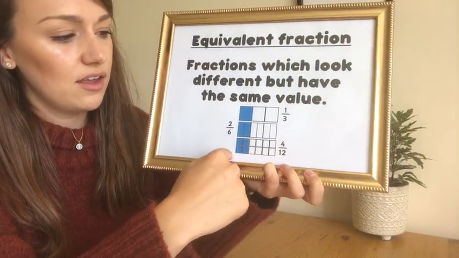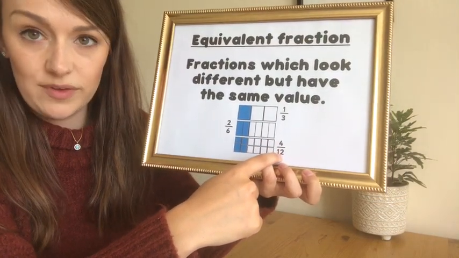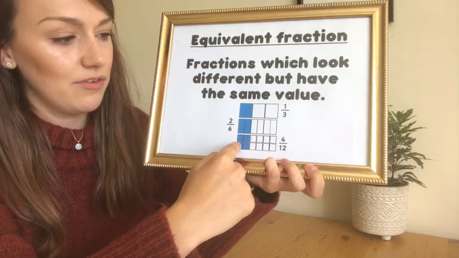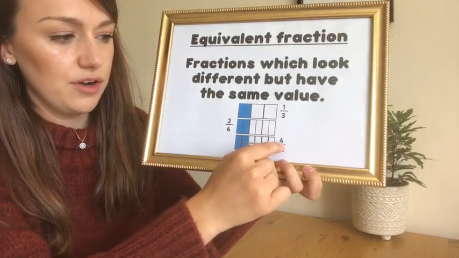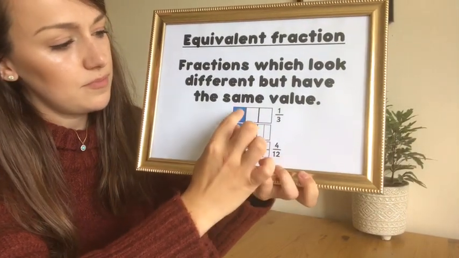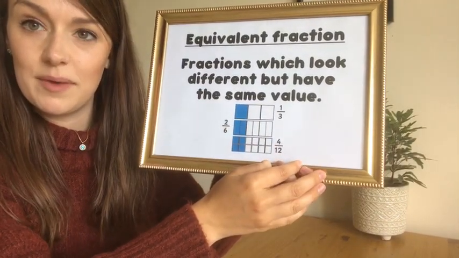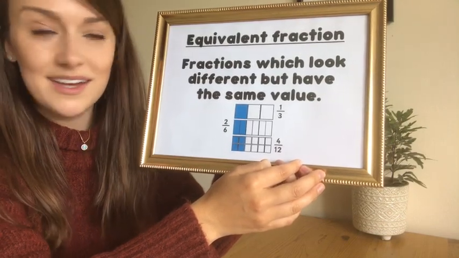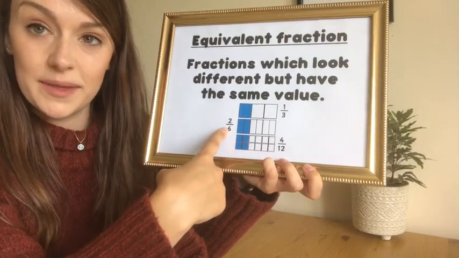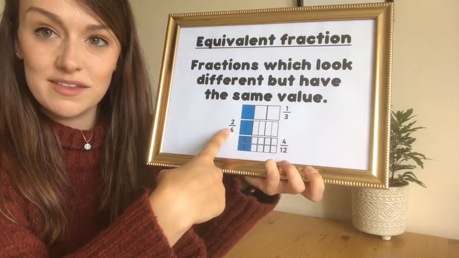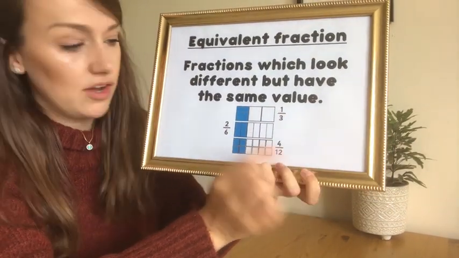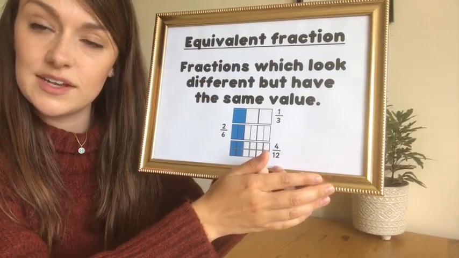And again, this bar is split into 12 equal parts and 4 of them are shaded blue. However, whilst the numbers are different and they look different, they're cut into different amounts, their values are the same, they're the same amount. So for example, if you had a pizza and you had 1/3 of the pizza or 2/6 of the pizza, you would still have the same amount of pizza, it would just look a bit different. You'd have it sliced into one bigger slice and 2 slightly smaller slices.